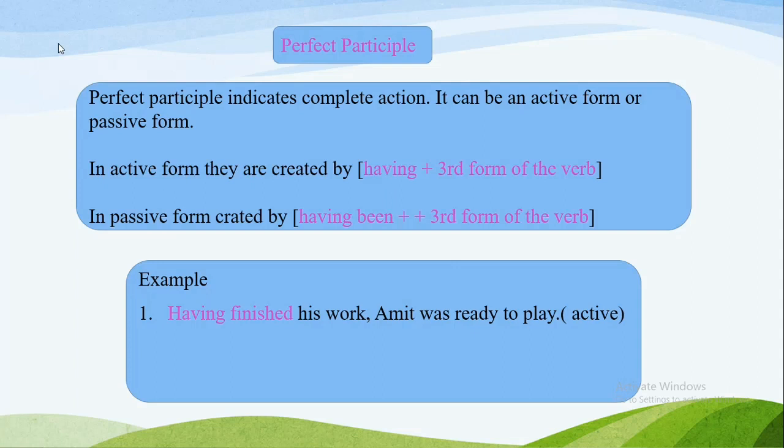Perfect participle in passive form. Having been beaten up, he began to cry. Here, the first action is completed and second action is started. Having been is perfect participle. These are the examples of perfect participle.